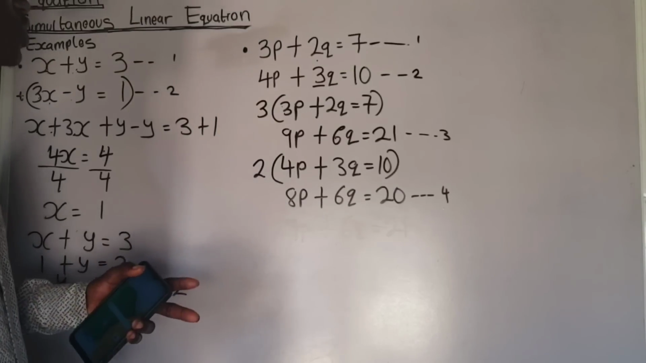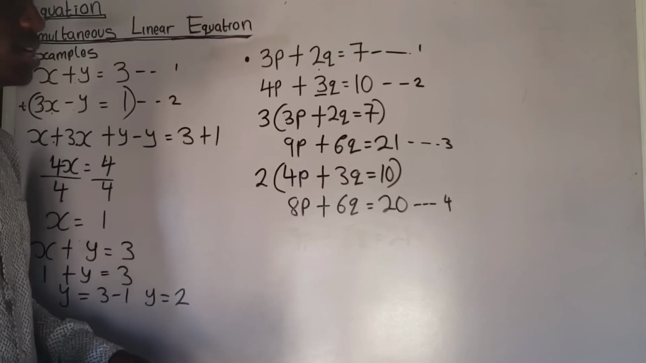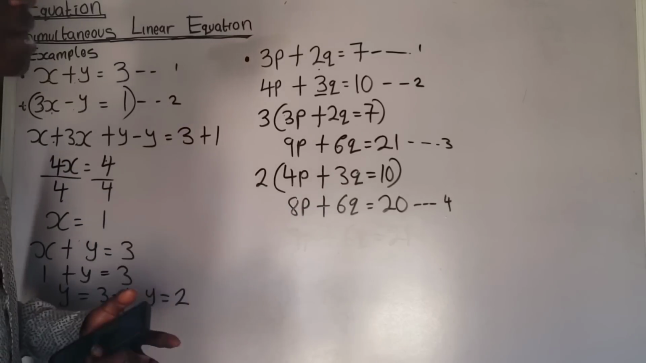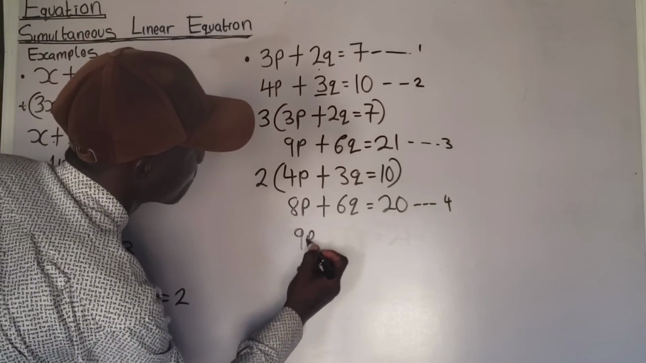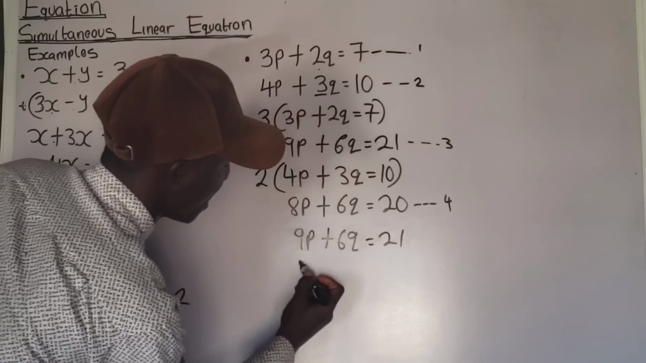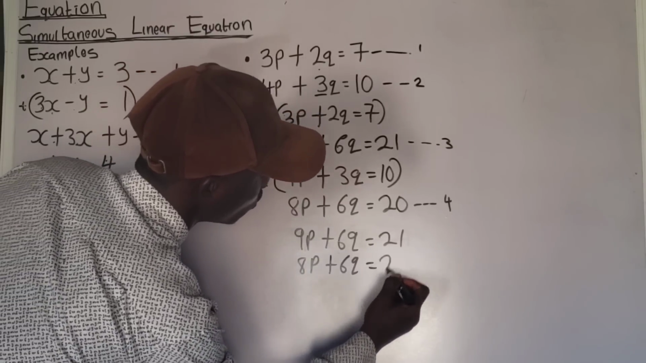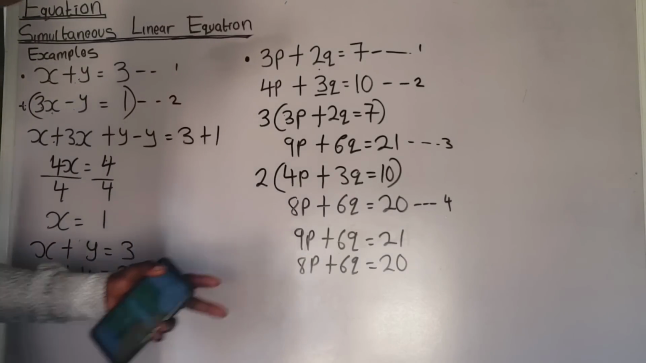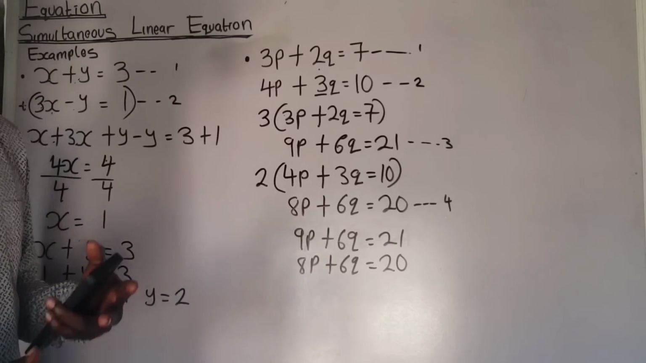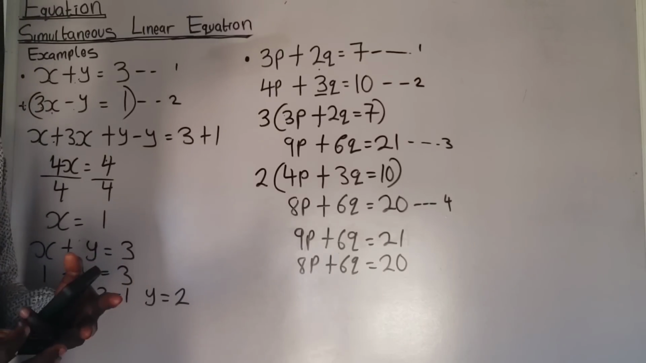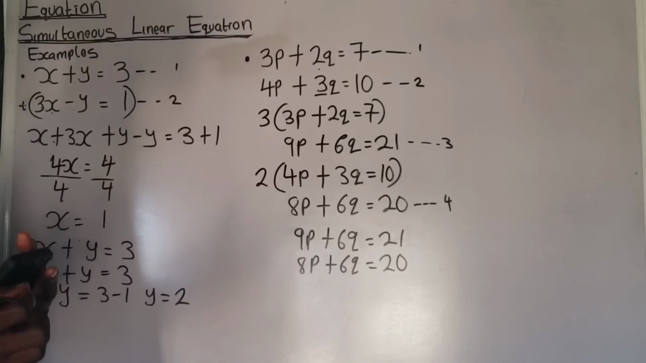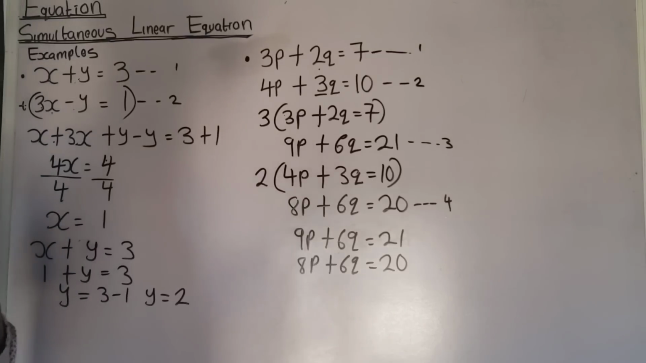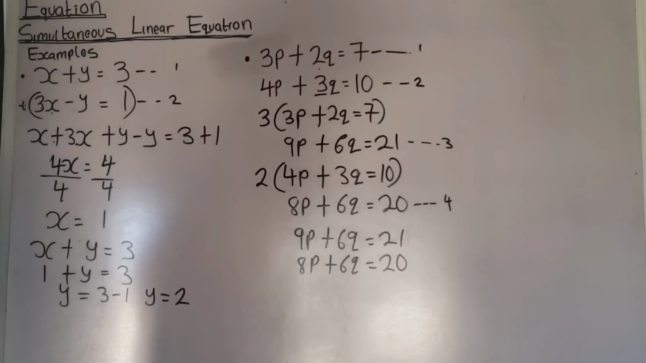Now you can see that the coefficient of q in equation 3 and equation 4 is now the same. That is positive 6 and positive 6. Now I'm going to combine both equations: 9p plus 6q is equal to 21, and 8p plus 6q is equal to 20. Now, the equations are not the same. Don't forget, I told you when we have simultaneous equations that have uniform coefficients for one of the unknowns, if the signs are the same, we are going to subtract. If the signs are different, we are going to add.